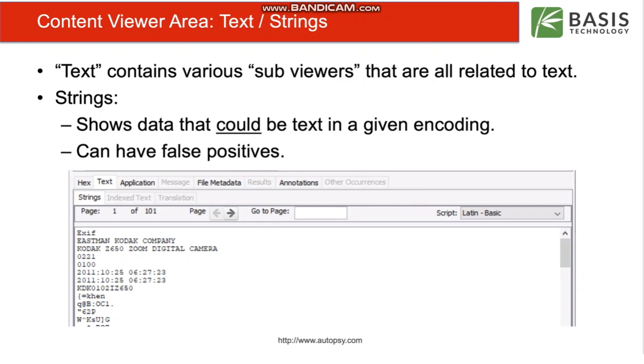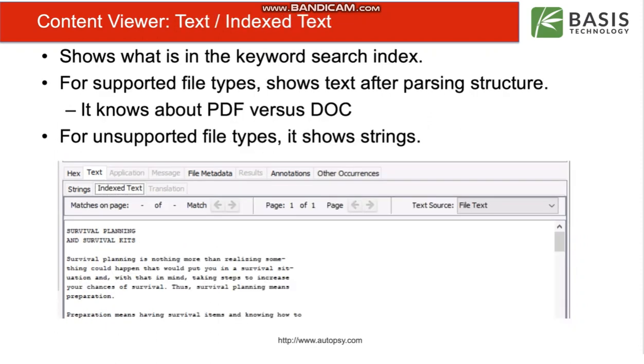Real strings and some false positives, but again, it's quick, it's easy, it's always available. It can be a quick way to get some idea of what's in a file. The second tab over is index text. This is showing you what text is in the keyword search index.